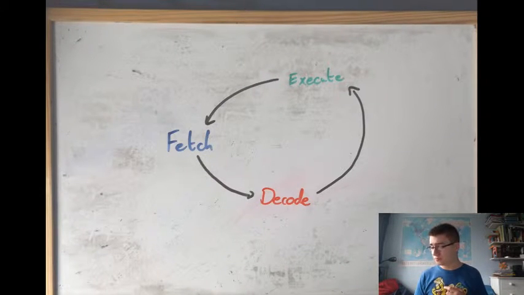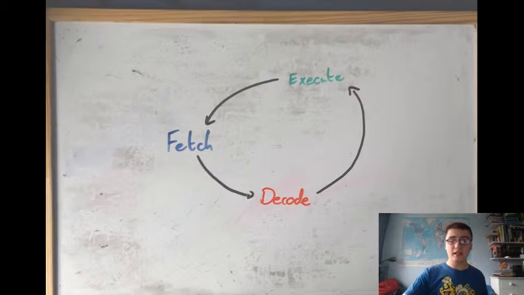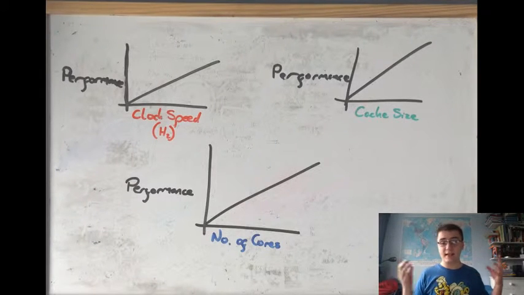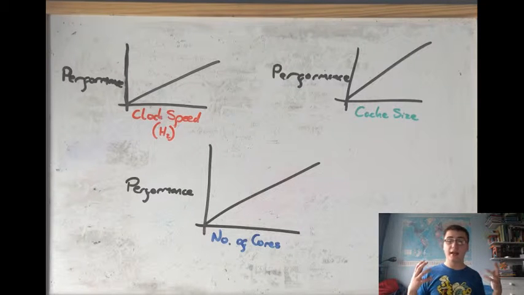The main three things that govern the performance of a CPU are its clock speed, its cache size, and the number of cores it has. The greater the amount of these things, the better the performance of the CPU.